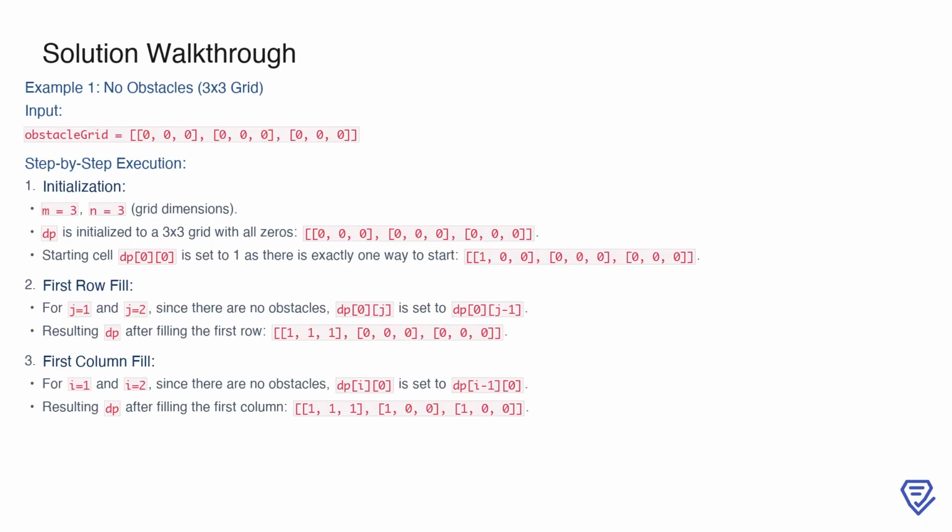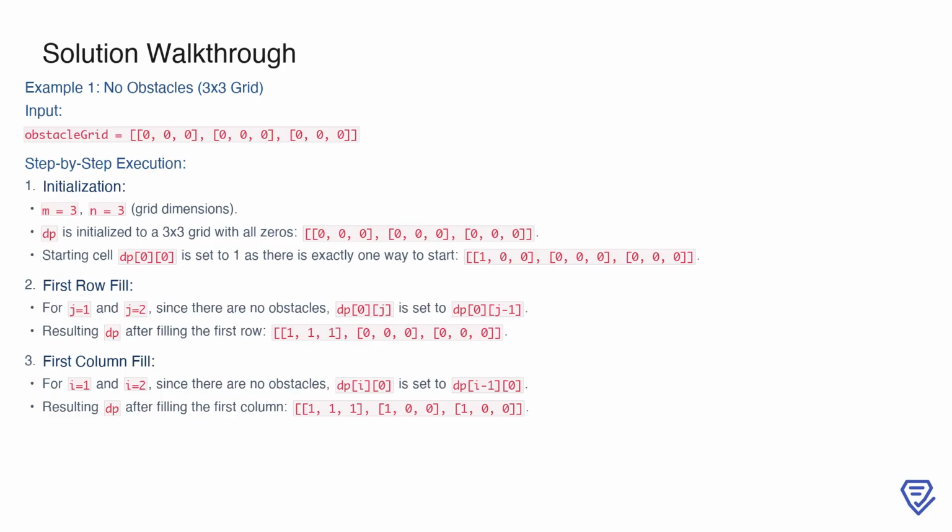Here, we start with a simple example of a 3x3 grid that has no obstacles. The first step is to initialize the dimensions of the grid, which are m equals 3 and n equals 3. Next, we create a DP table of the same size, filled with zeros. This table will help us calculate the number of unique paths to each cell. The starting cell, DP[0][0], is set to 1 because there's only one way to start the journey.